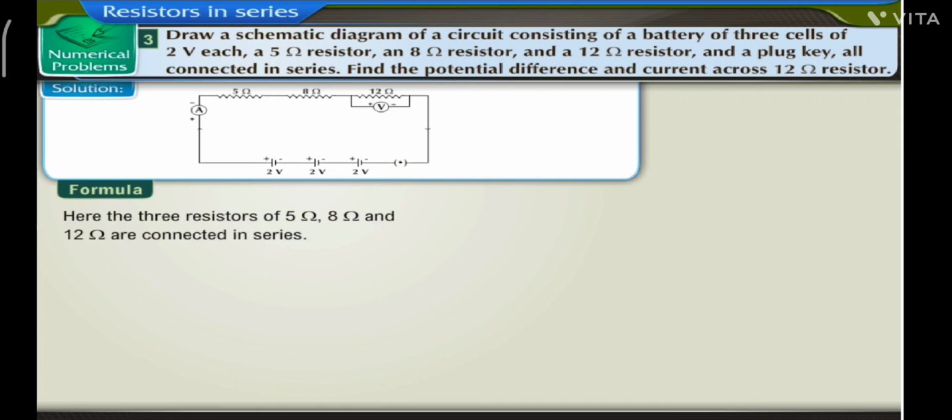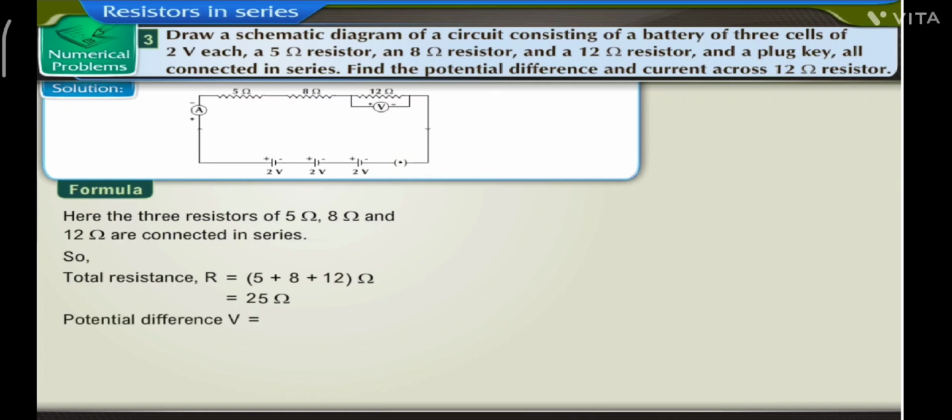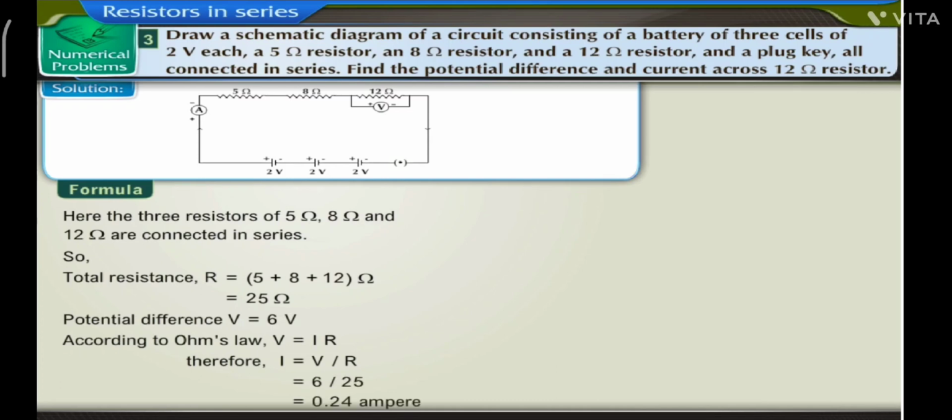Here, the 3 resistors of 5 ohms, 8 ohms and 12 ohms are connected in series. So, total resistance R is equal to 5 plus 8 plus 12 ohms is equal to 25 ohms. Potential difference V is equal to 6 volts. According to Ohm's law, V is equal to I into R. Therefore, I is equal to V upon R is equal to 6 divided by 25 is equal to 0.24 ampere. Since the current flowing in the circuit is 0.24 ampere, so ammeter will show 0.24 ampere current.